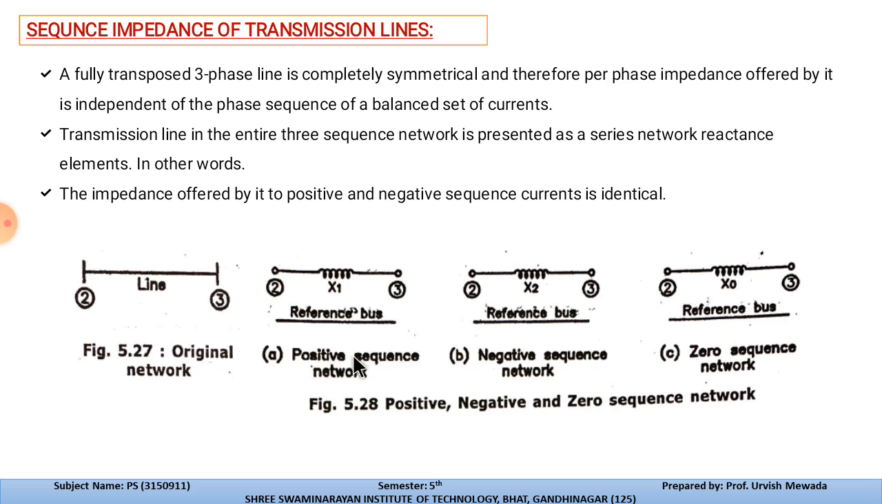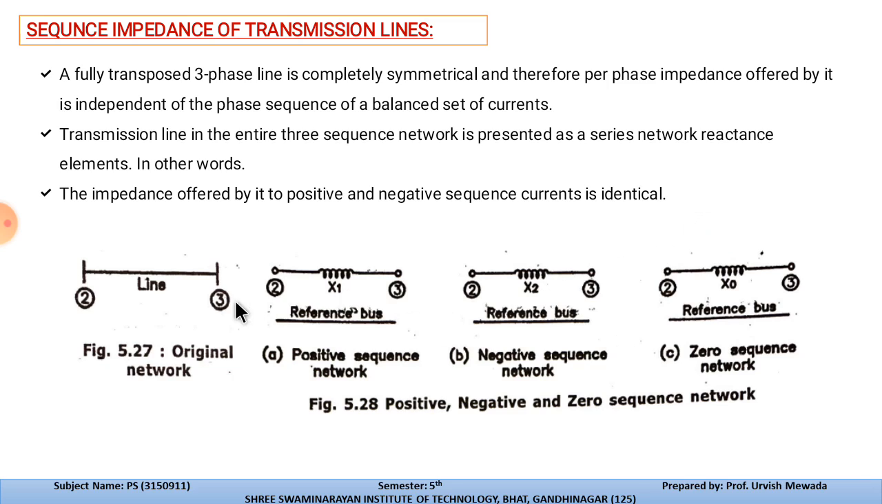If we consider the positive sequence network, as we all know, we indicate the transmission line with R plus jX. Here we have considered only the reactance of the transmission line. For the positive sequence network we draw the reactance with the name x1, then for the negative sequence it is x2, and this is the zero sequence, that is x0.